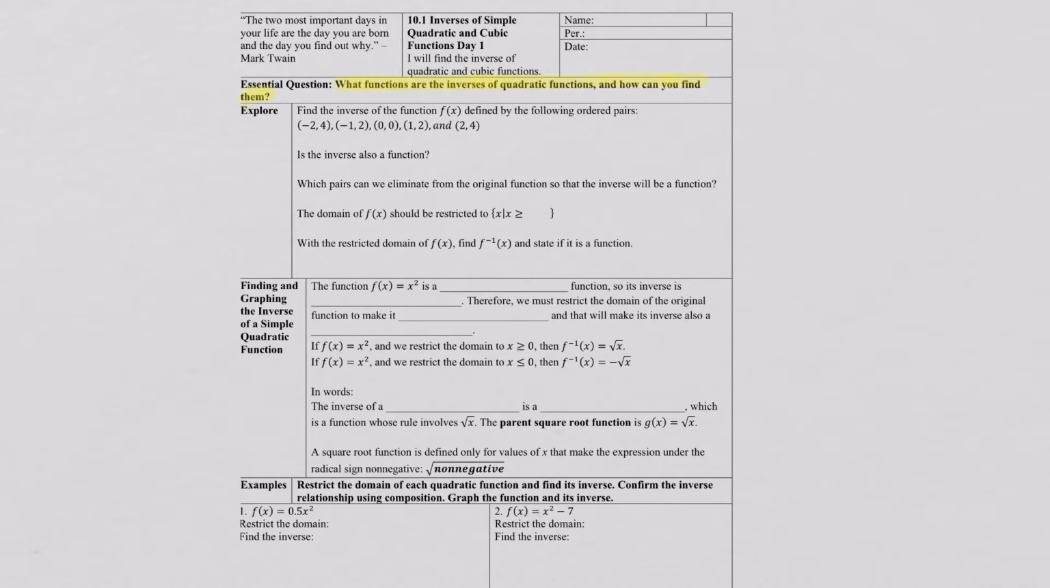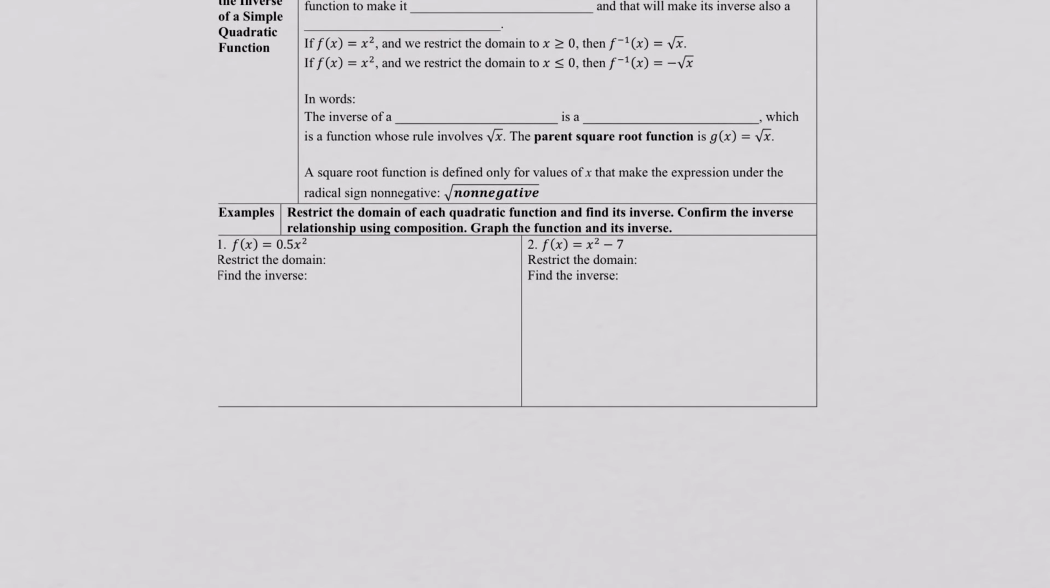Okay guys, this is section 10.1 on inverses of simple quadratic and cubic functions. What we're going to do in this video is finish off the examples that I started in class but didn't finish, so example number 1 and number 2 down here at the bottom. These are the notes that you received on Monday. After I finish those two examples, I'll ask you to practice a few on your side as well. Then we're going to move on to Tuesday's notes, which you should already have and have glued into your notebook. Okay, so here we go.